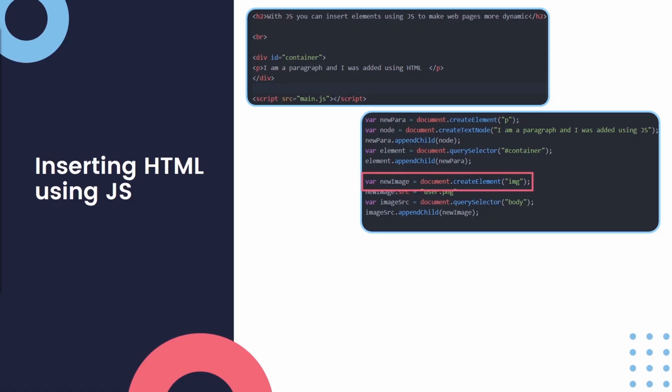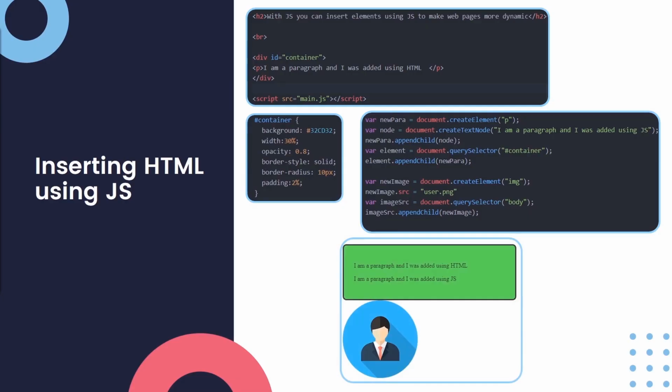So essentially, instead of creating a paragraph tag, we are now creating an image tag. We then call the source attribute on the new image we created and supply the actual path of the image, in this case user.png. That's the image that's going to be displayed. And then we create another variable called image source. We call the document query selector on the body of our HTML page, so the entire body of the web page itself, and then append that image and pass the new image parameter. And here's what our output looks like. So now what we've done is we've added an image at the bottom of the paragraphs that we created earlier.